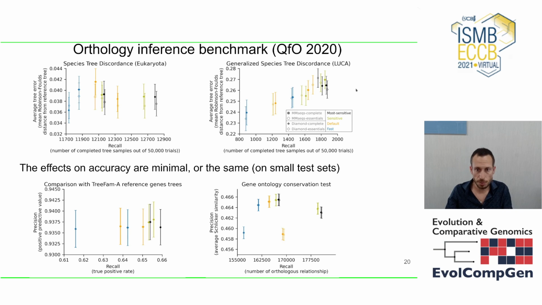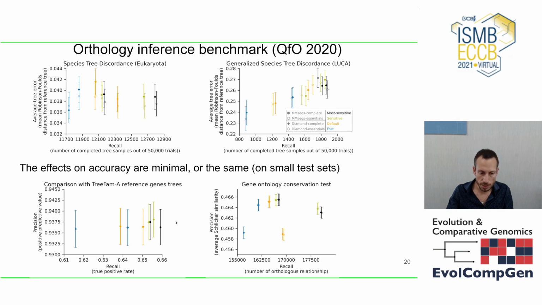Again, we use the benchmark from the QFO, and I'm showing on the top, on the left, the eukaryote and the Luca. In order to read the results, I only want you to remember that the circles are MM6, the diamonds are Diamond, and the empty markers are those with the reduction. If you look at pairs, for example, both MM6, they are very close, and all of them tend to be very close.